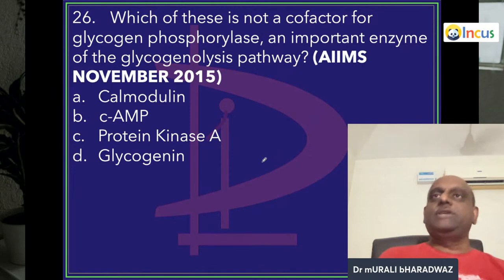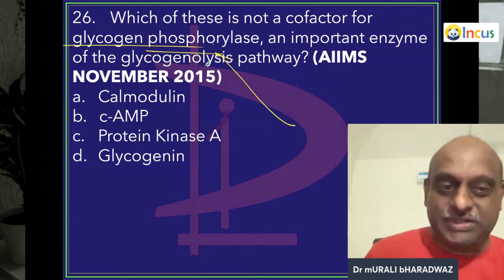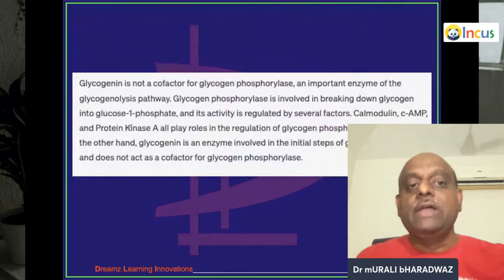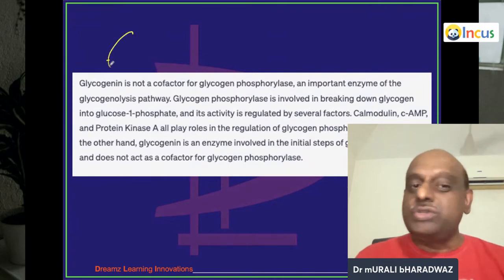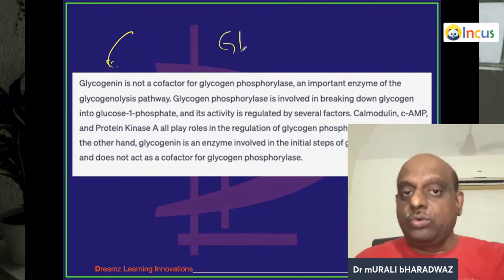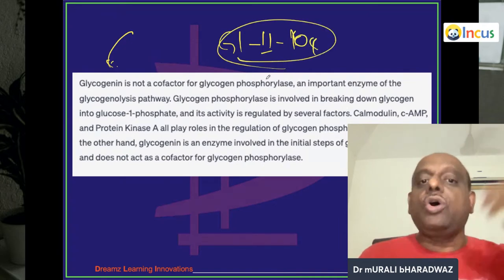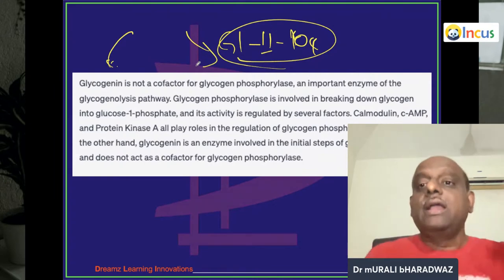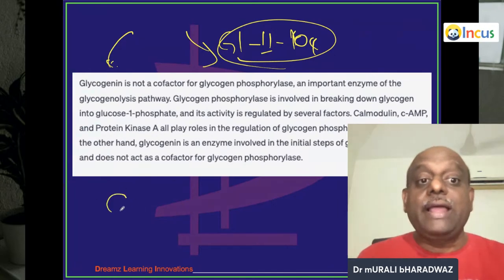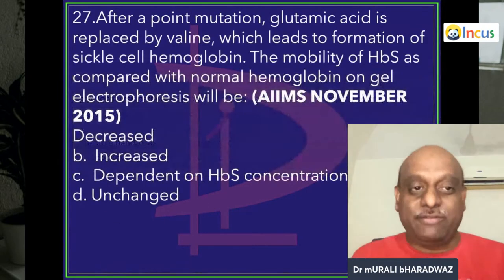Now, biochemistry: which is not a cofactor of glycogen phosphorylase? So calmodulin, cyclic AMP, protein kinase A, they're all the cofactors of glycogen phosphorylase. Glycogenin is not a cofactor. Glycogen phosphorylase breaks down glycogen into glucose 1-phosphate. Calmodulin, cyclic AMP, protein kinase A, they all regulate this very crucial enzyme called glycogen phosphorylase. Whereas glycogenin is the one which is involved in glycogen synthesis, not glycogenolysis, is what you have to remember, doctor.